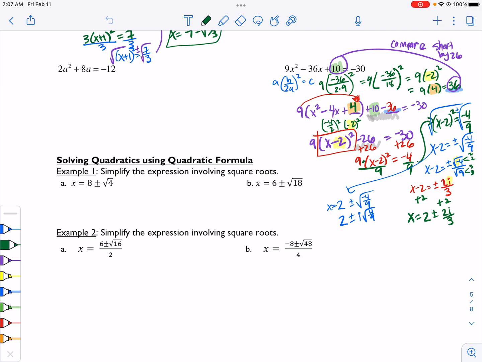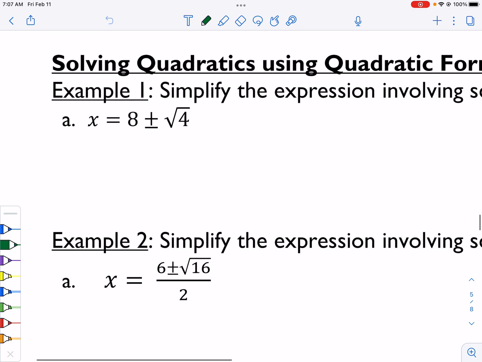We've looked at how to solve quadratics using completing the square. It's a tedious process and has a lot of places where you could make errors. So what happens is there's a formula that we can get from completing the square. It's called the quadratic formula. So before we get into that, I just want to remind you how we simplify expressions with roots in them.